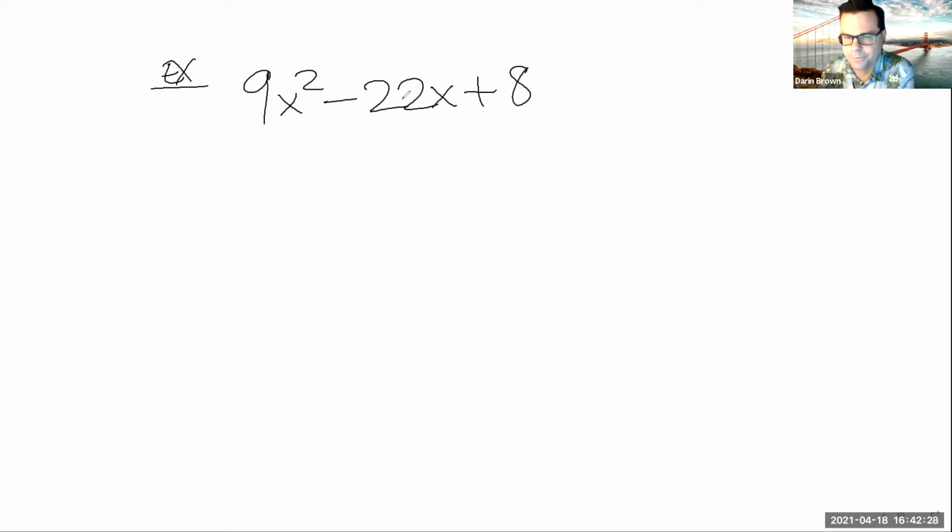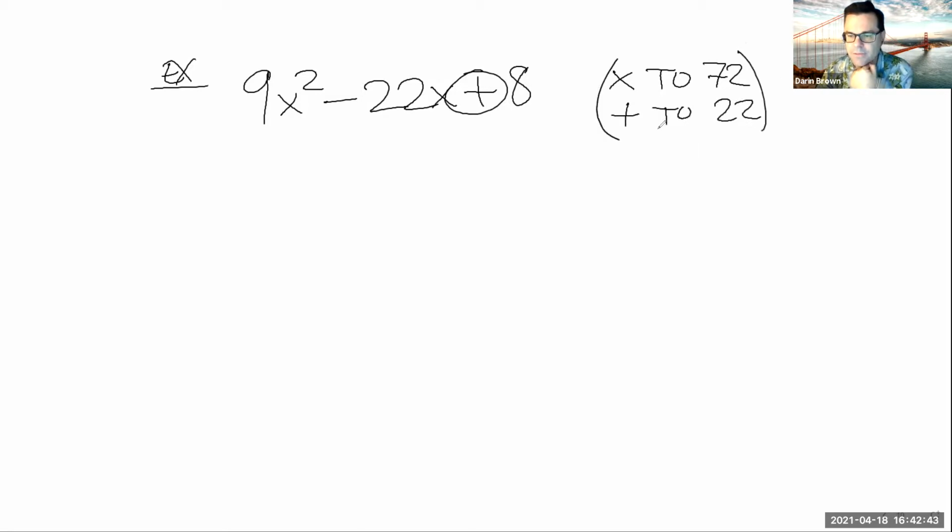Okay, so let's look at this one. The numbers here are quite big. We're looking for two numbers that multiply to 72, right? 9 times 8, and add to 22. Now that's something that may not be obvious. So what do you do if you don't want to be just hunting around for these two numbers? Here's what you want to do. You want to list the numbers on one side of a little table and then the sum on the other.